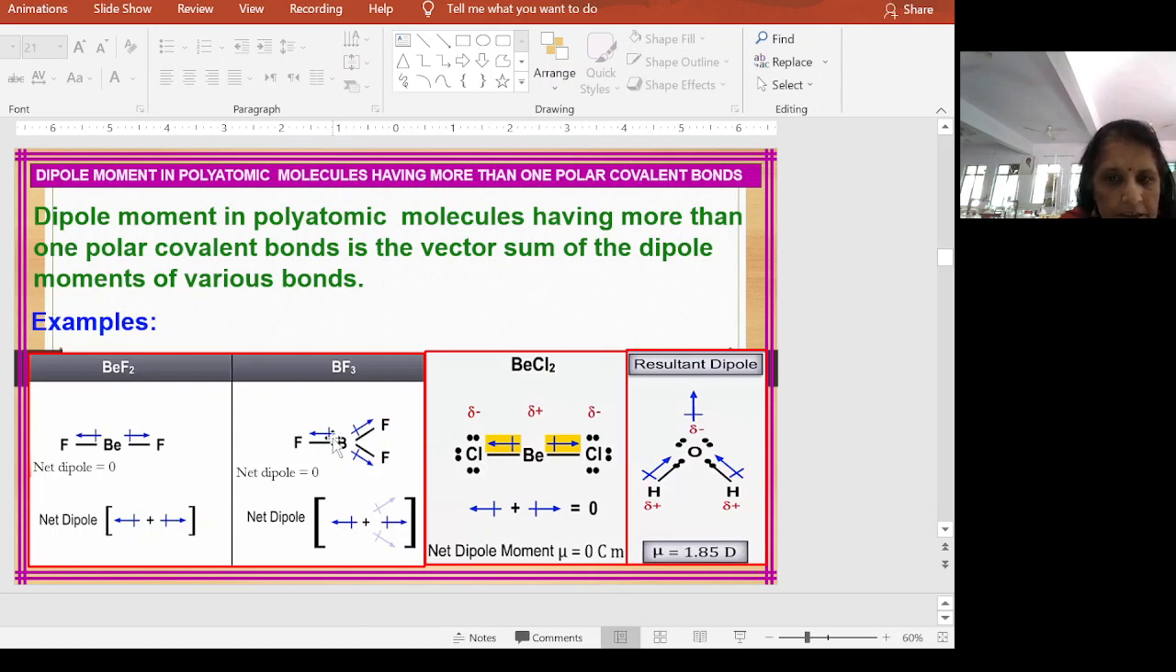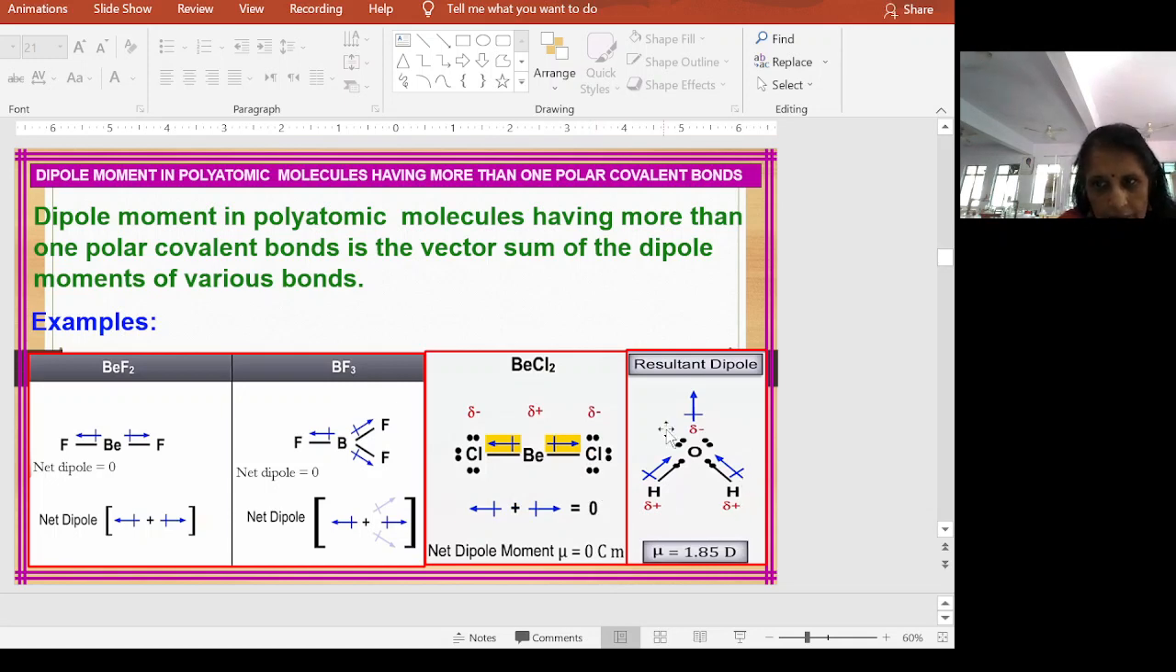The table will not be displaced in any of the directions. It is something like that, and therefore the net dipole will be 0, like the table will not move in either direction. So the net dipole here is 0. Similar is the case of the BeCl2 molecule, where you will again get the dipole moment as 0.